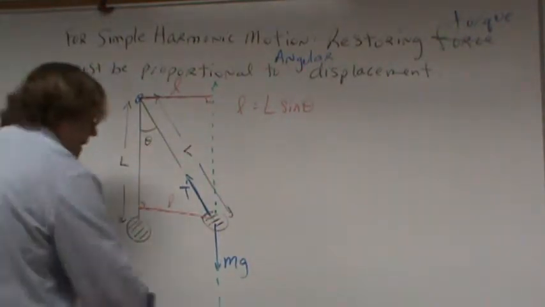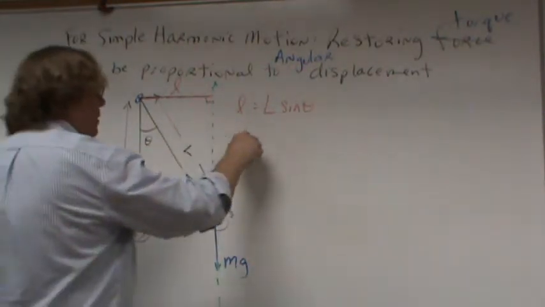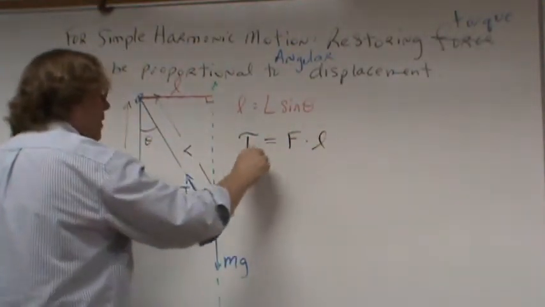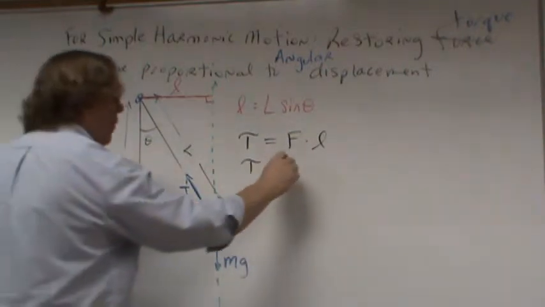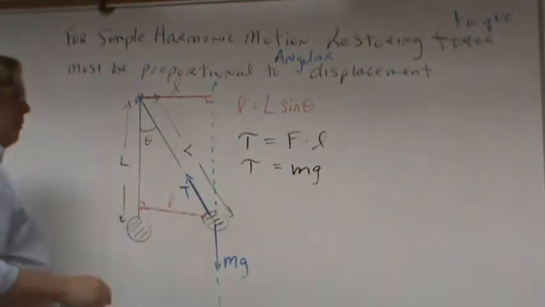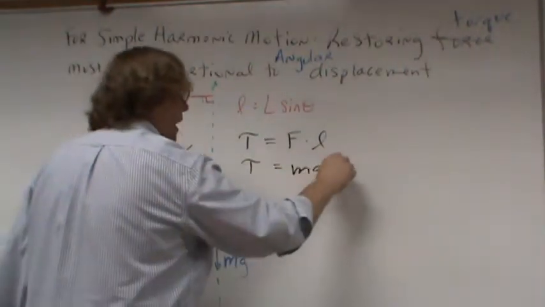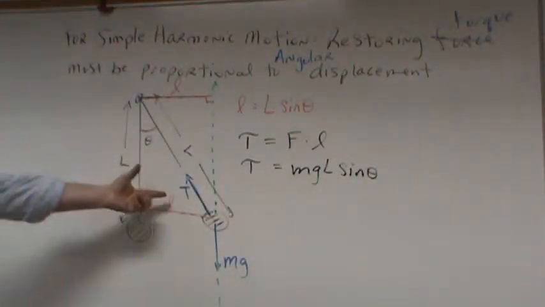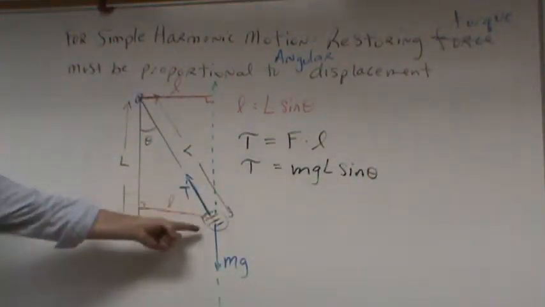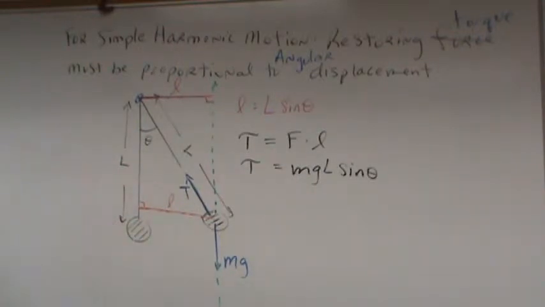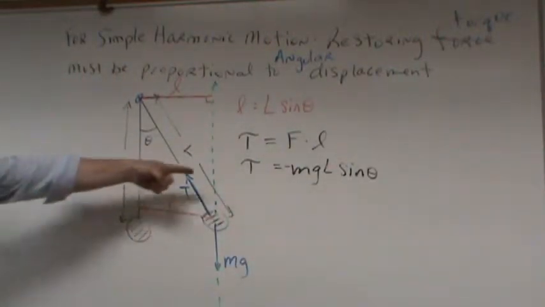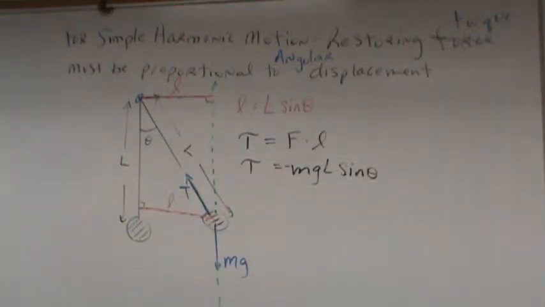So now I get an expression for the torque. Torque is going to equal force times lever arm. And so the torque is going to be the force mg multiplied by the lever arm, which is L sine of theta. And this is a restoring torque because it's restoring the pendulum back to its equilibrium position. If you want, you could put a minus sign there if you're so inclined. This is a clockwise torque after all.